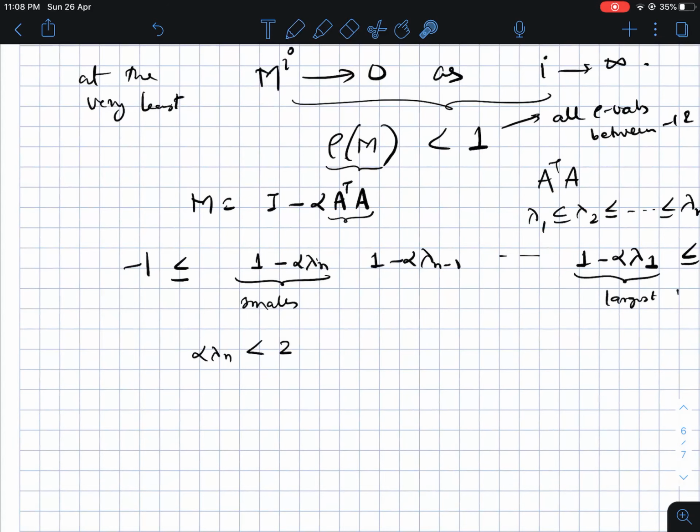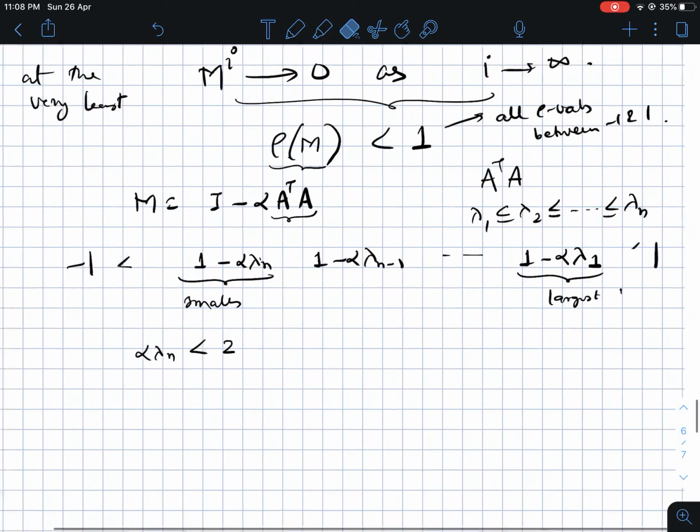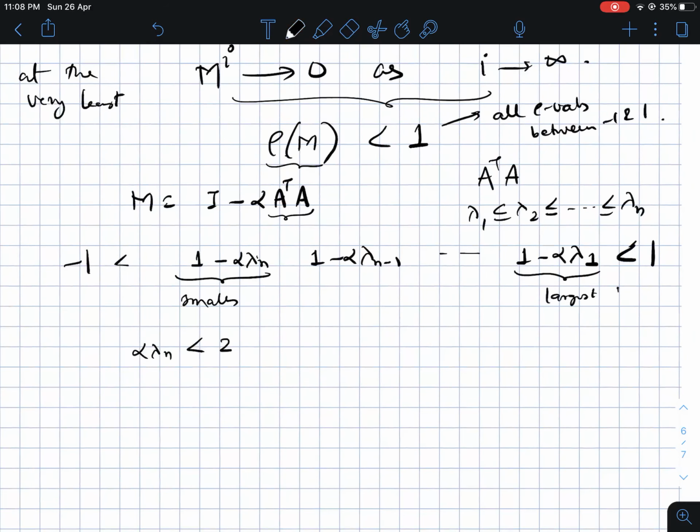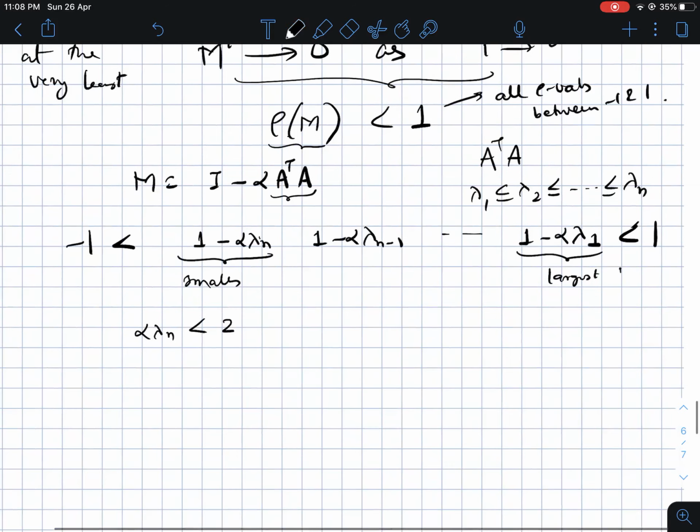Okay, in fact it's a strict inequality, so I should not even have less than or equal to here, right? Because remember, we need spectral radius to be strictly less than 1 here. So alpha lambda n must be less than 2. In particular, that means that alpha must be less than 2 by lambda n. Remember, what this is telling you is an upper bound on the step size. It's telling you that the step size cannot be too large.